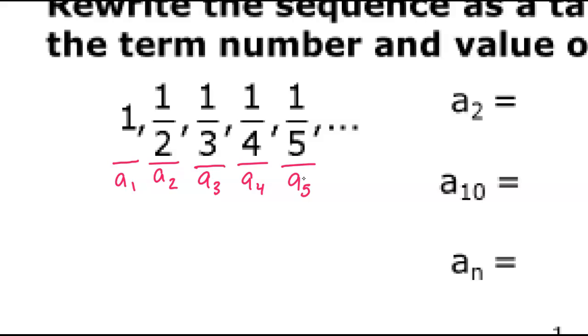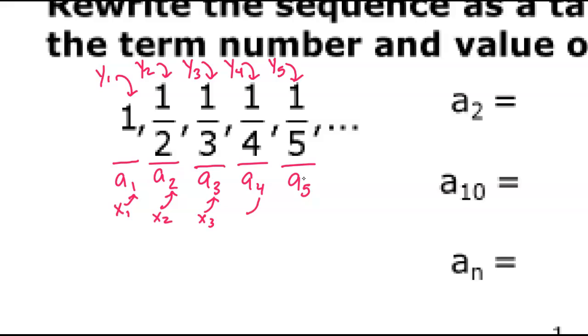The sequence values are like our Y values. So this is Y1, Y2, Y3, Y4, and so on. What do you think the X values are? If those are our Y values. The subscript number, right? So our X value for this first term is 1. The X value for the second term is 2, and so on. These are like our input numbers.